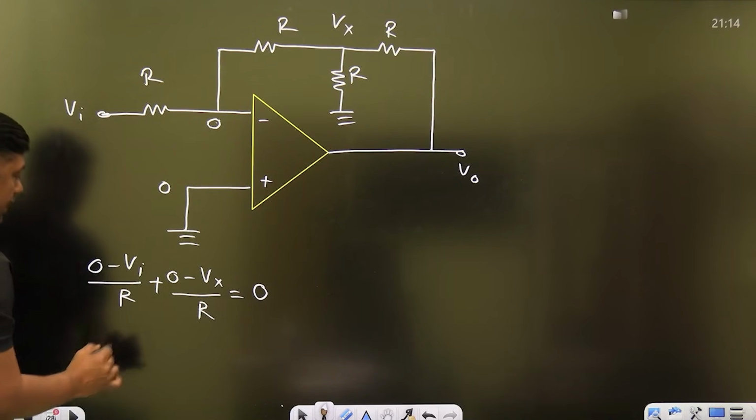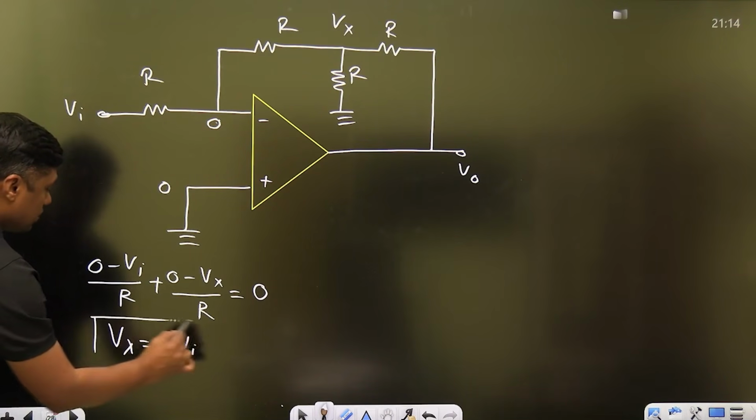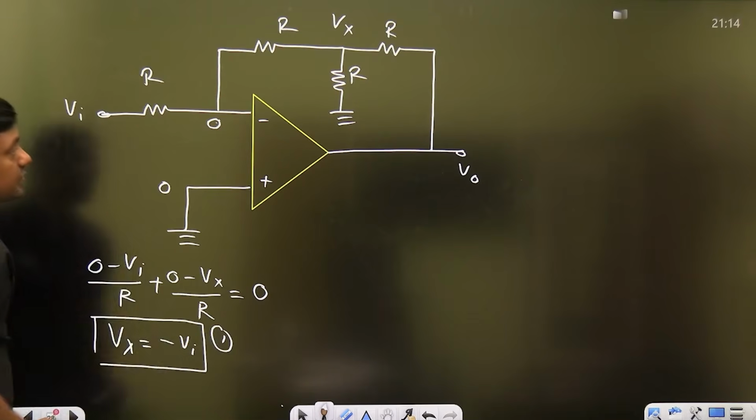R cancels out and you will find that Vx is equal to minus Vi. This is the first answer.